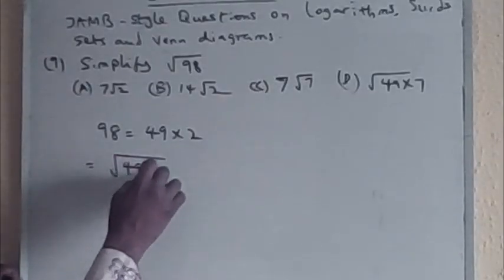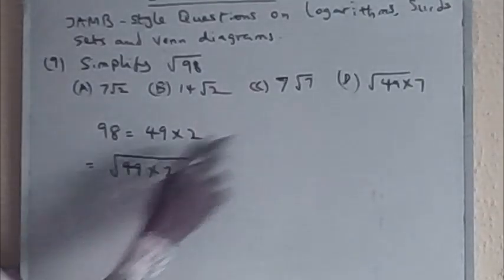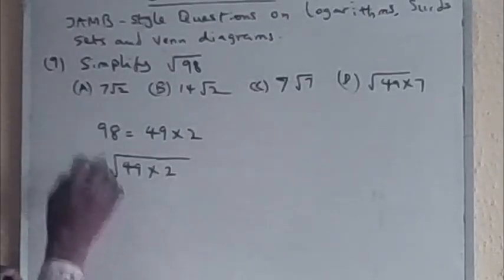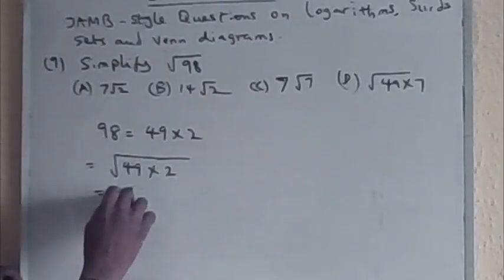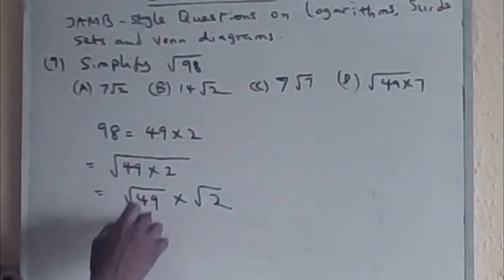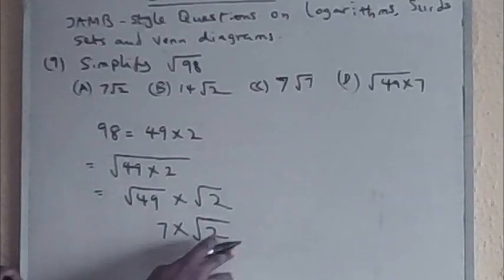Okay? Don't rush to go and choose this option. It's not that one. It is the same thing as saying root 49 times root 2. Root 49 itself is 7, and root 2 is irrational and cannot be simplified further. So the final answer is 7 root 2.